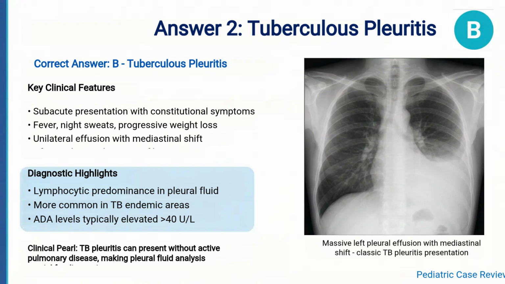Key diagnostic highlights. Pleural fluid analysis typically shows lymphocytic predominance. Adenosine deaminase levels are typically elevated above 40 units per liter, and the condition is more common in tuberculosis endemic areas. An important clinical pearl: tuberculous pleuritis can present without active pulmonary disease on chest X-ray, making pleural fluid analysis absolutely crucial for diagnosis. Never dismiss this diagnosis based on a normal-looking lung parenchyma.